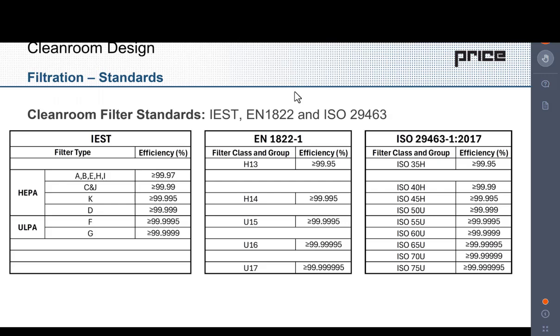It's an international standard. It's very, very close to the EN 1822 standard, and they are looking to amalgamate the two in the near future so that there is one international standard for everybody to go to. But typically in North America, what we're seeing right now is IEST being the major player, with EN 1822 coming in a near second place.